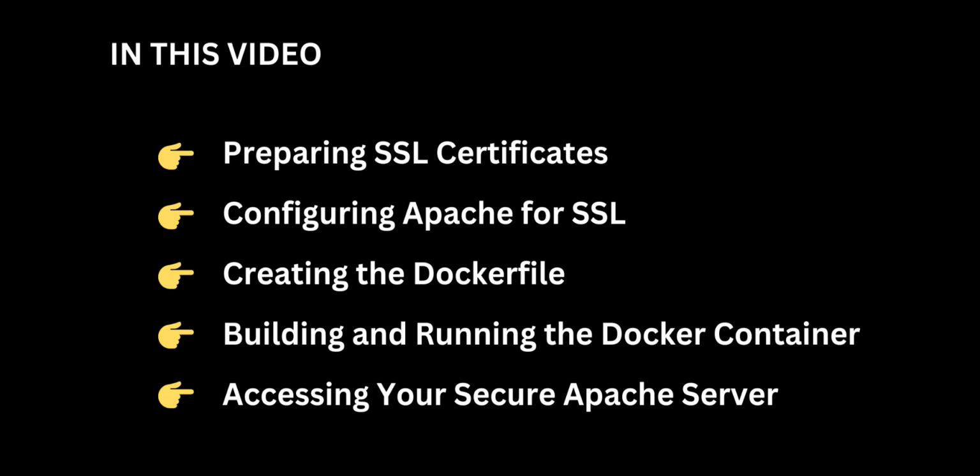In this video, I'll show you how to secure Apache with SSL in Docker. We will start off by preparing an SSL certificate using the openssl tool. Then we will generate an Apache configuration file to enable SSL. We will then create a Docker file, build and run Docker container based on that Docker file. Once all that is done, we can then access our secure Apache server. Let's get started.